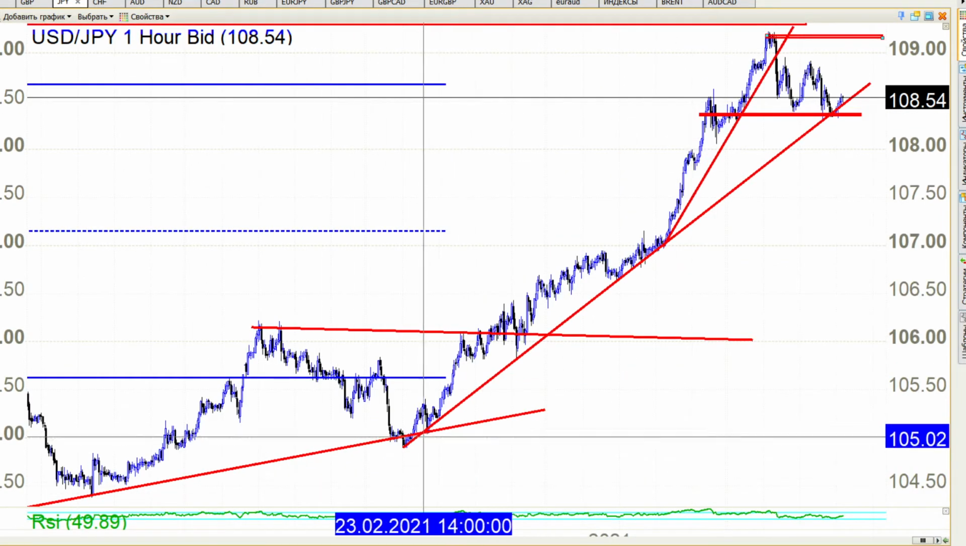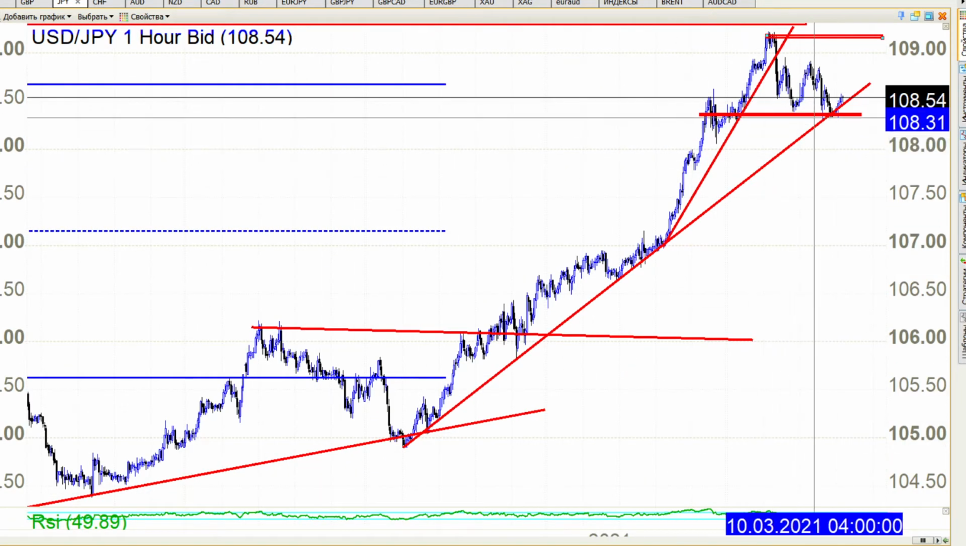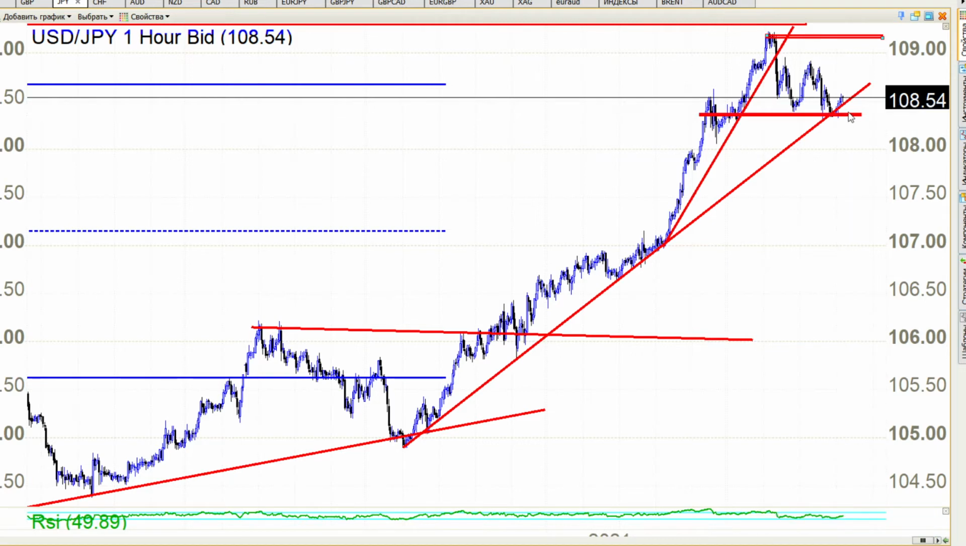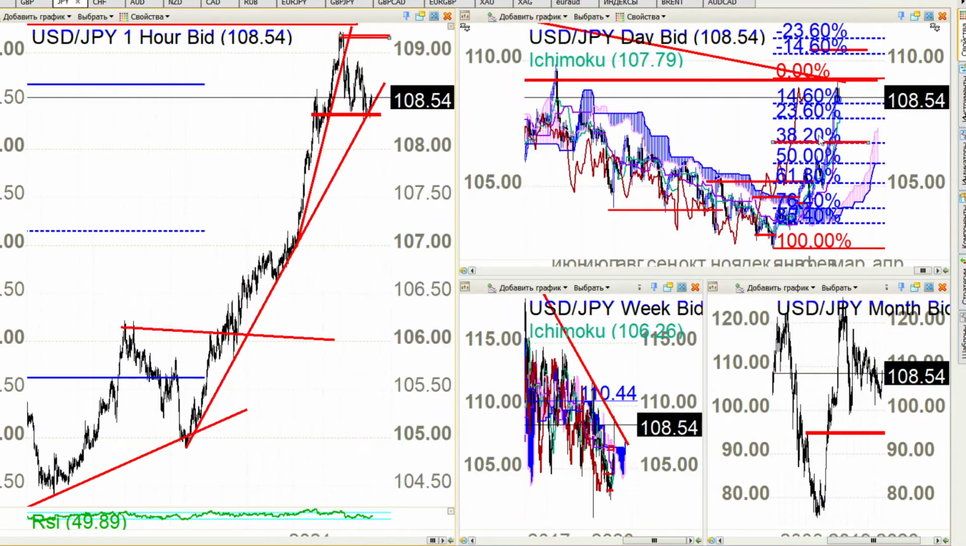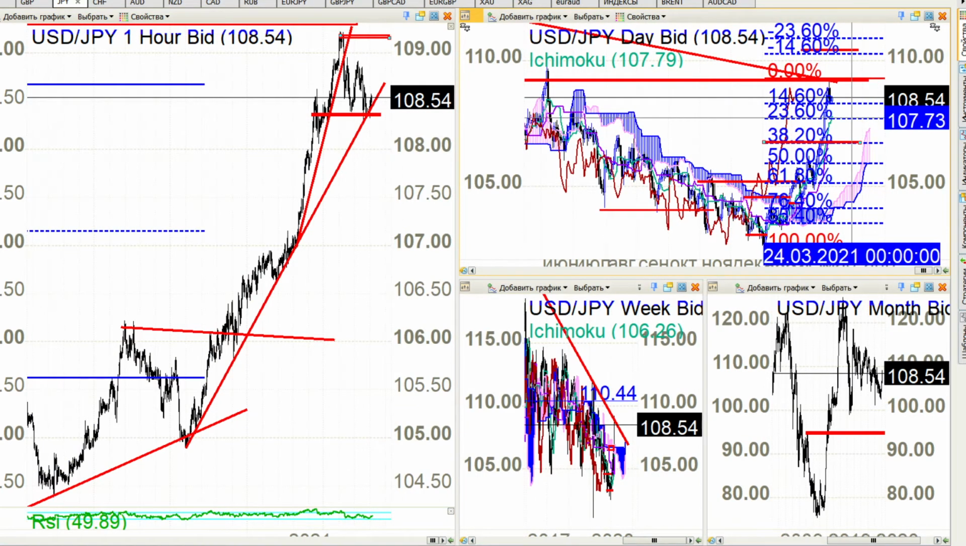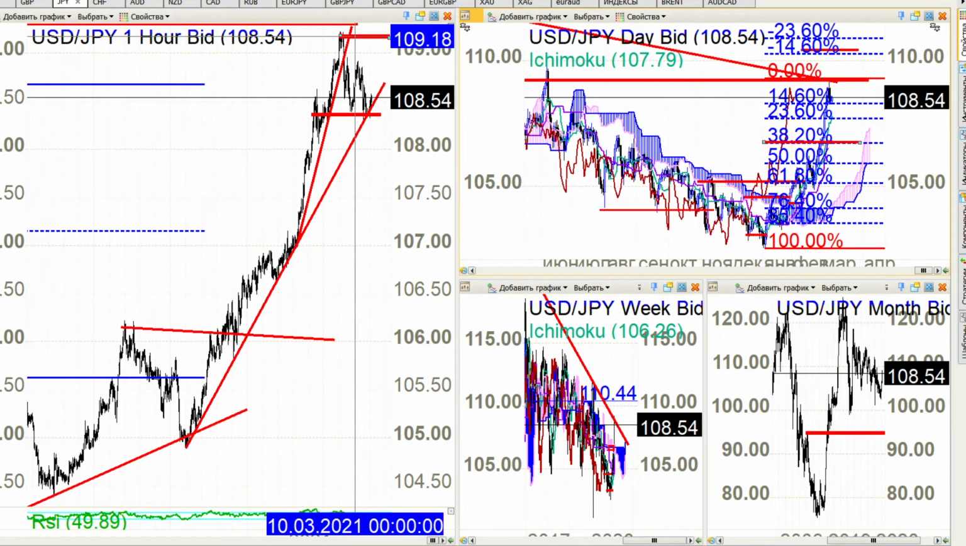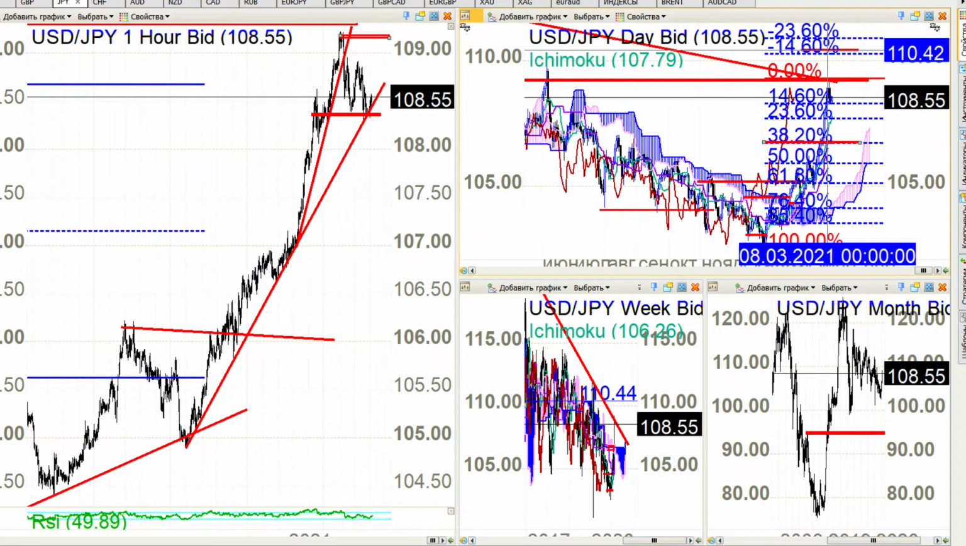Only when they break this tendency. So under 108.30, under that level, we are okay to sell with the target 107.70. If they break the 109.20 area and they go up, we buy with the target 110.40.